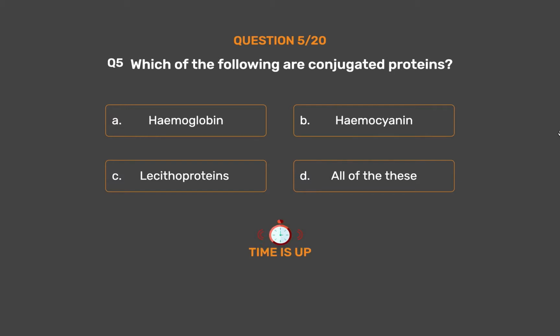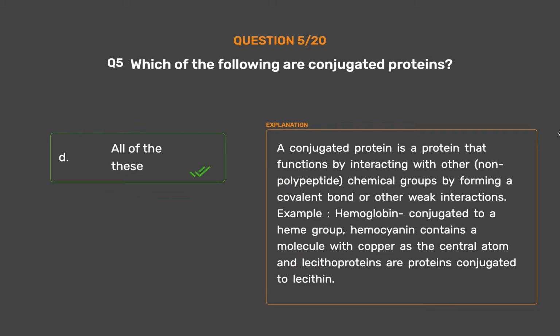The correct answer is Option D. All of these. A conjugated protein is a protein that functions by interacting with other, non-polypeptide, chemical groups by forming a covalent bond or other weak interactions. Example: hemoglobin conjugated to a heme group. Hemocyanin contains a molecule with copper as the central atom, and lecithin-proteins are proteins conjugated to lecithin.